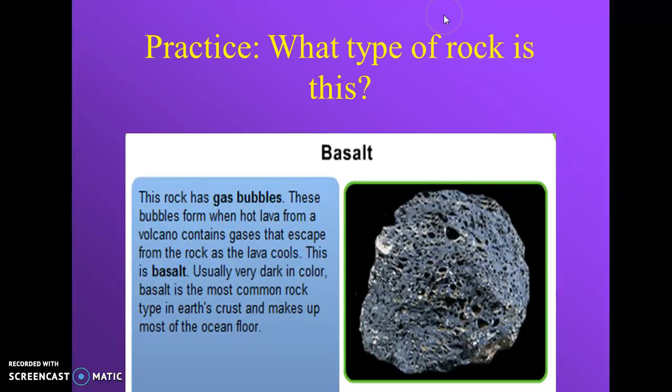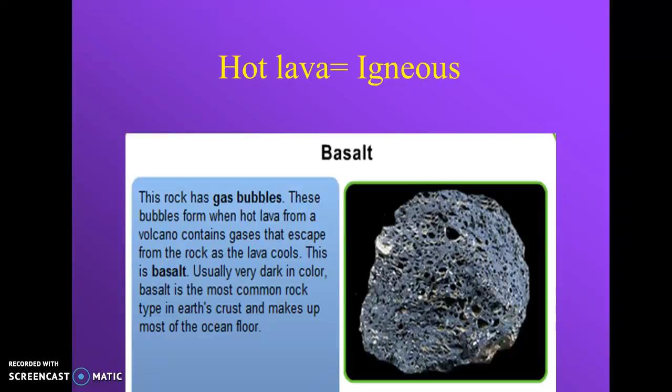Again, pause, read, see if you can figure this one out. This one is igneous. So again, a lot of the times igneous rocks are black or dark. The keyword in this one says it was formed from hot lava, from volcanoes. So remember again that when lava cools and melts, that makes an igneous rock.